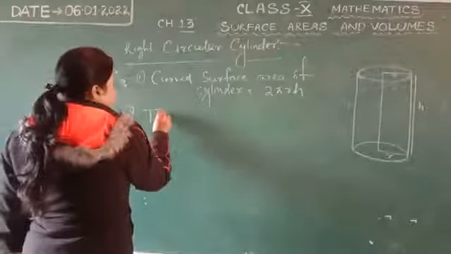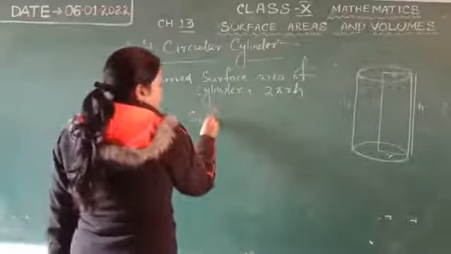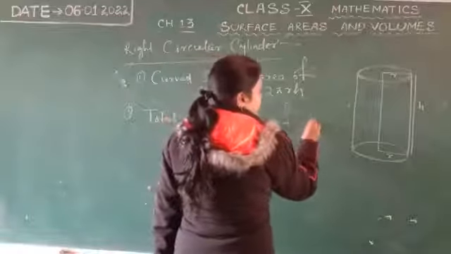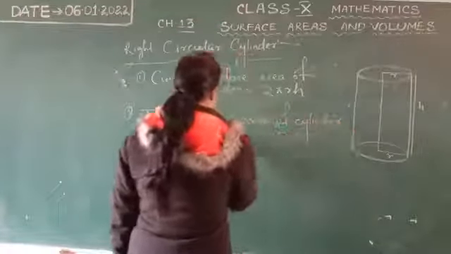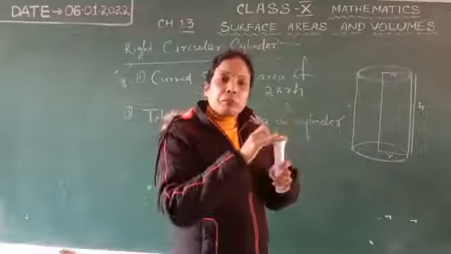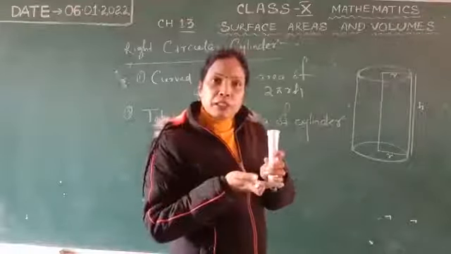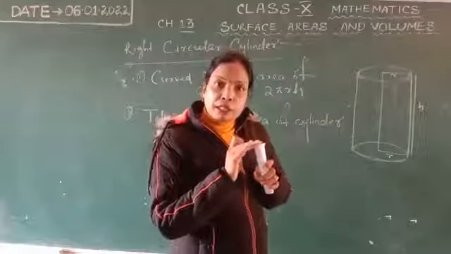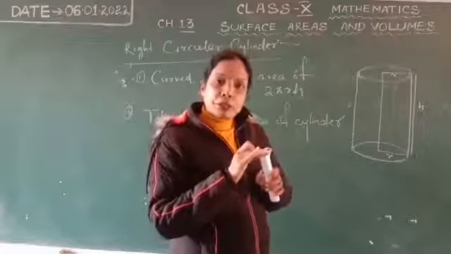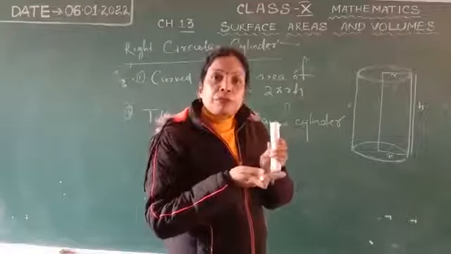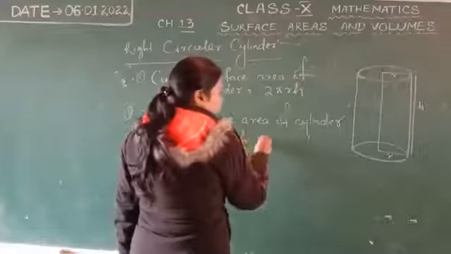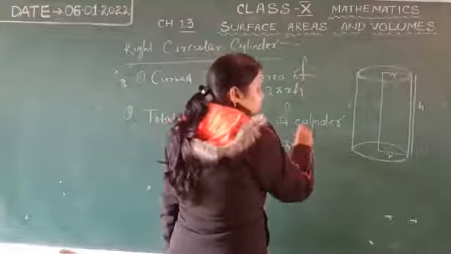Second one is total surface area of cylinder, that is equal to what? The curved surface area plus the area of both bases, top base and bottom base. So these are in which shape? Circle shape. So all of you know the area of the circle is pi r square. So here also pi r square, here also pi r square. That means 2 pi r square. So here 2 pi r h plus 2 pi r square.